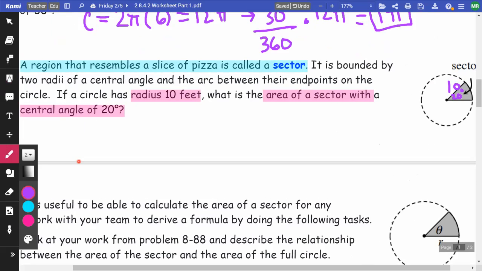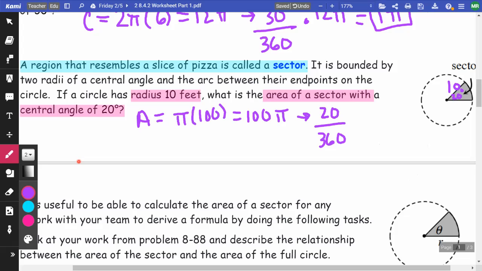And so this is going to be area is equal to pi times radius squared, which is going to be 100. So that's going to be 100 pi. And then I have part of it, okay? So I have 20 out of 360 times 100 pi. And so when I work that out, I end up with a decimal, okay? But if I change it on my calculator to fraction, I end up getting 50 over 9 pi. So 50 pi ninths is what I end up getting, okay? Just keeping it as the fraction. Don't change it to a decimal.